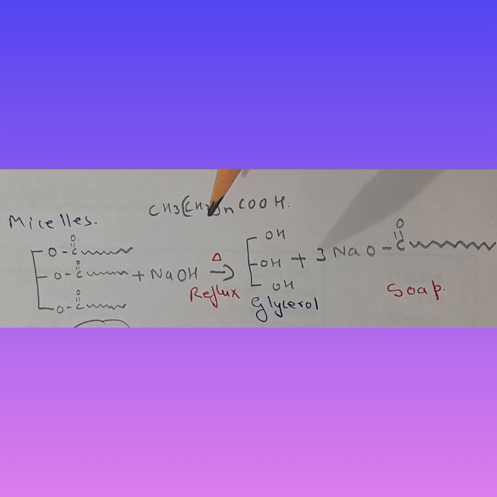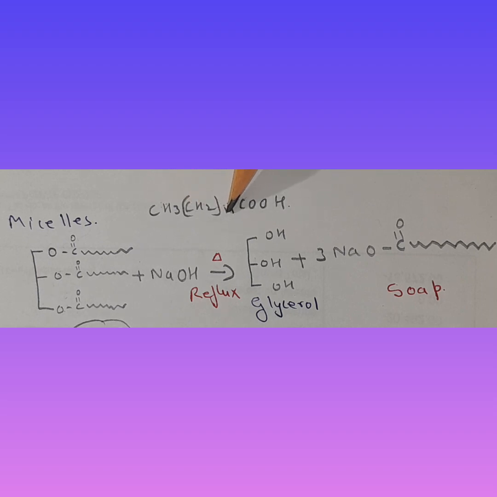We would be dealing with fatty acids with carbon numbers 12, 14, 16, 18 onwards. If n is 10, then 10 plus 2 is 12, and that would be lauric acid. If n is 12, then 12 plus 2 would be 14, and that would be myristic acid.